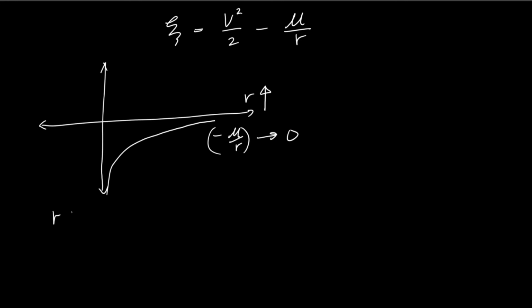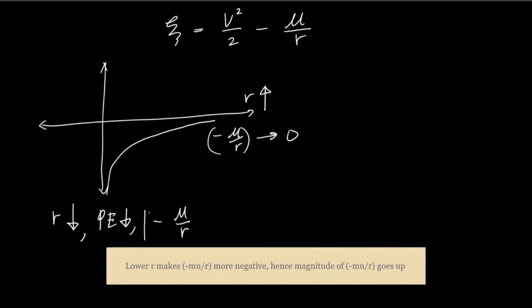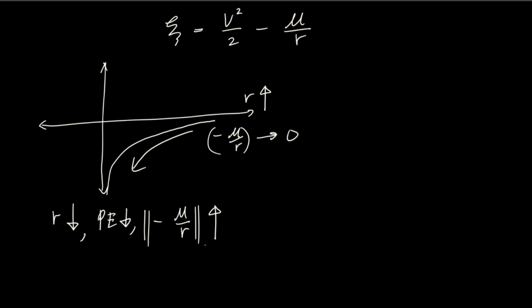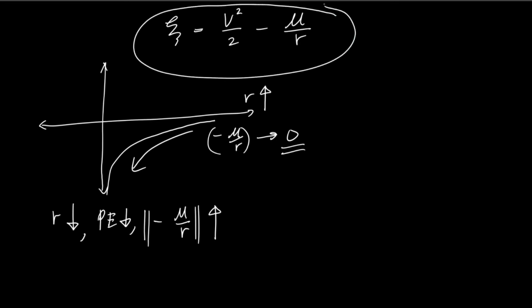What happens if r goes down? Well, our potential energy goes down, because the magnitude of our negative mu over r goes up, right? As we can see, it's going downwards. The magnitude is going up. So the maximum potential energy is 0, but obviously we can't reach the theoretical value of 0. So this is our energy equation, applicable to all orbits.